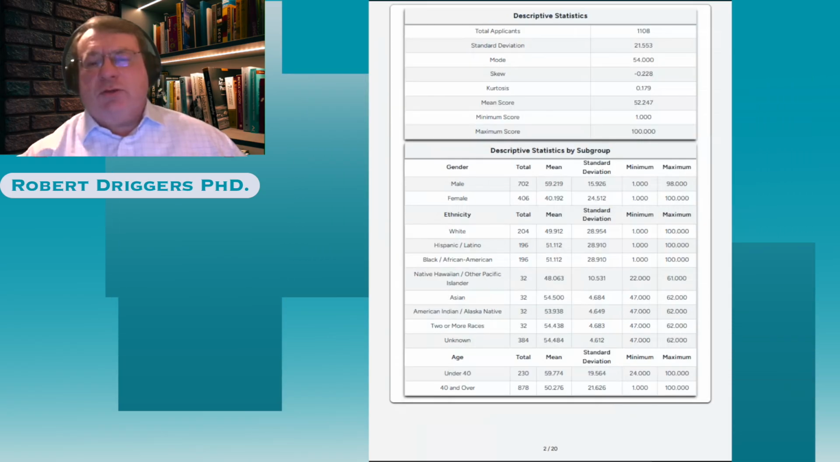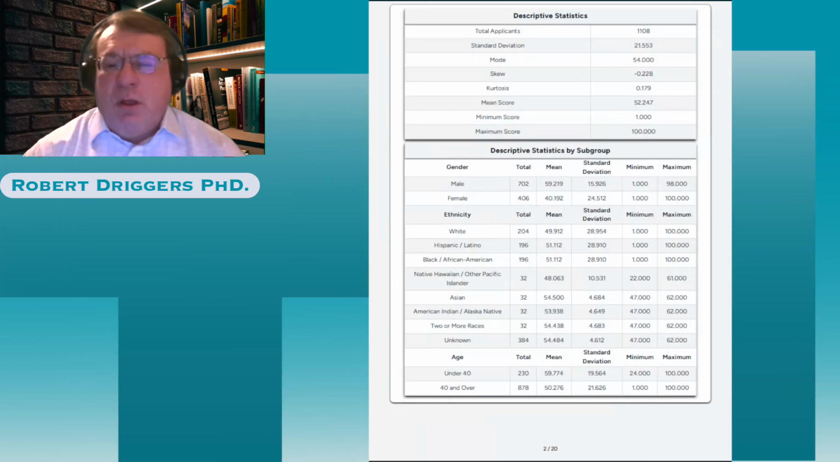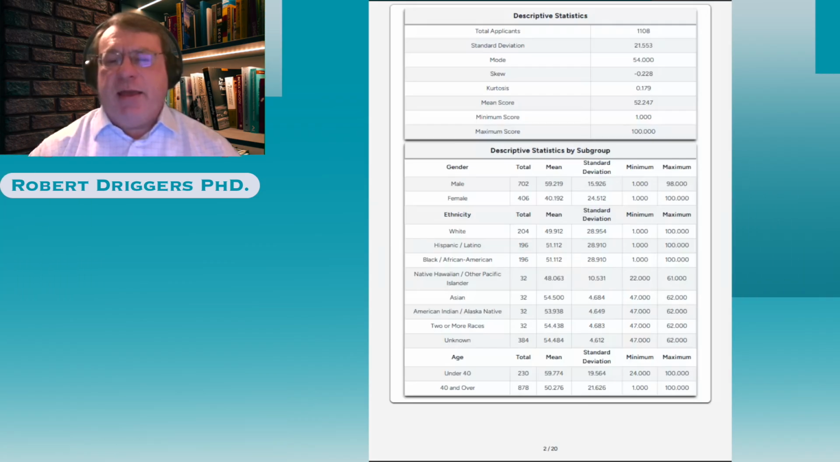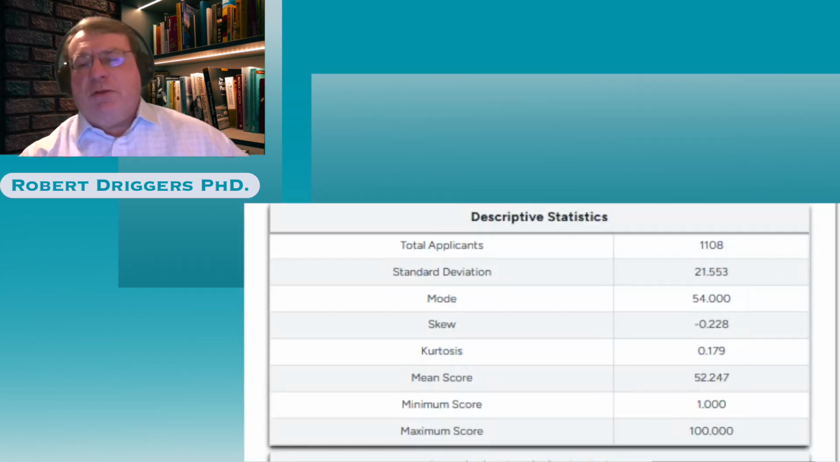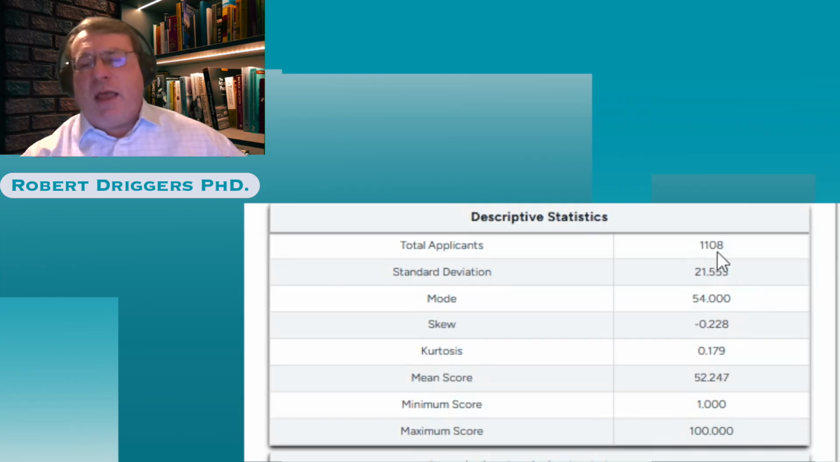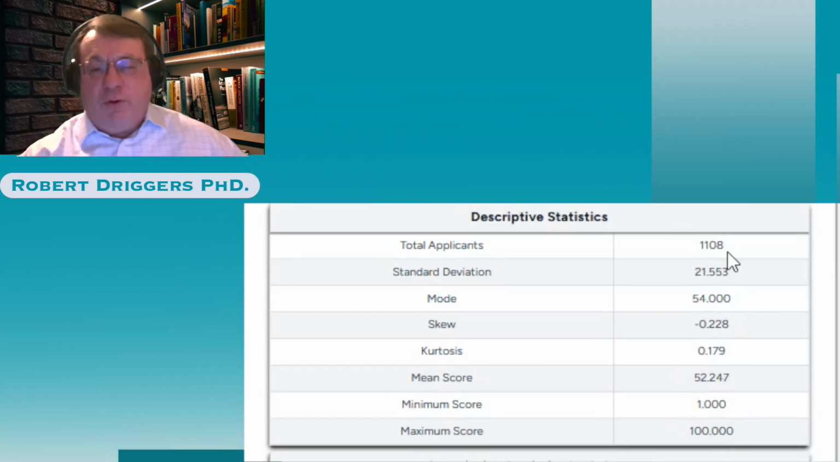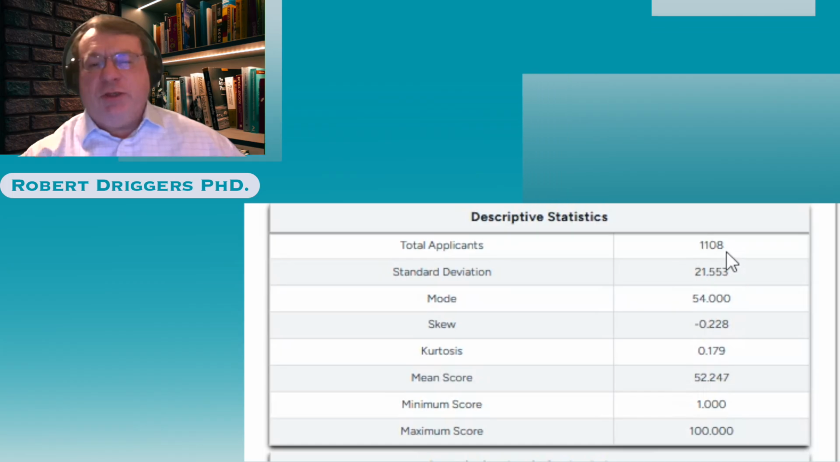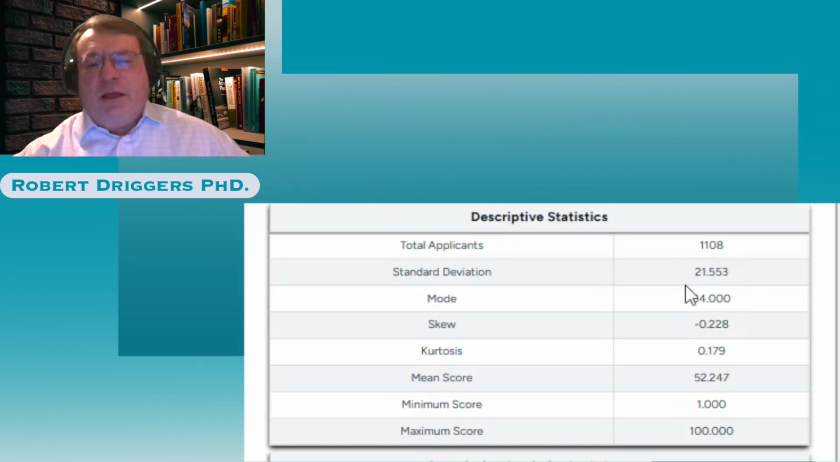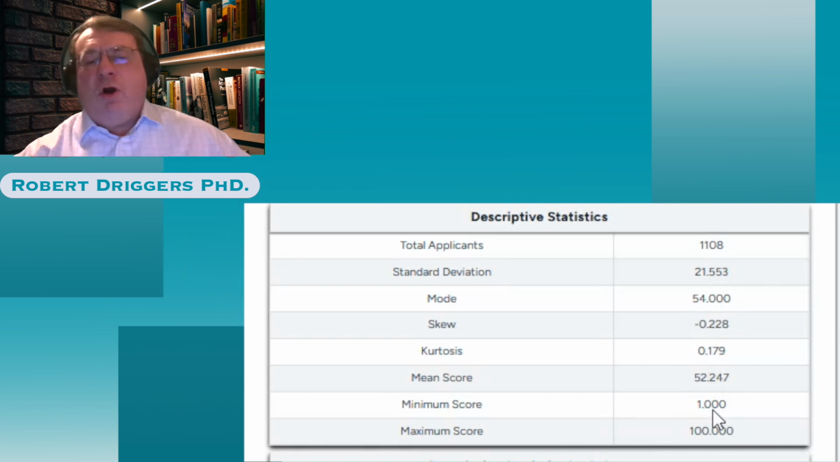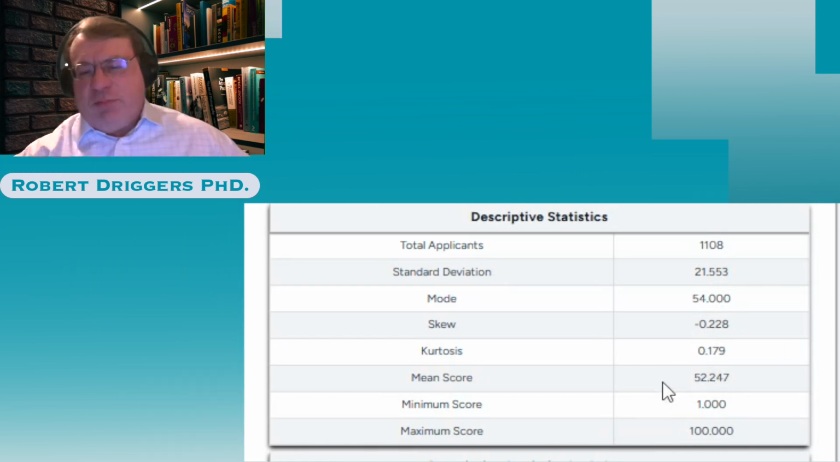Okay, so let's look at the descriptive statistics for this report. There's some really valuable information that you can look and gather from this page. The total number of applicants are 1,108. That's very important. How many are in your data set? If your data set had more or fewer than these, there may be an issue and you need to recheck your data. These other issues, such as standard deviation, mode, skewness, whatever, are more detailed descriptors of the data set.